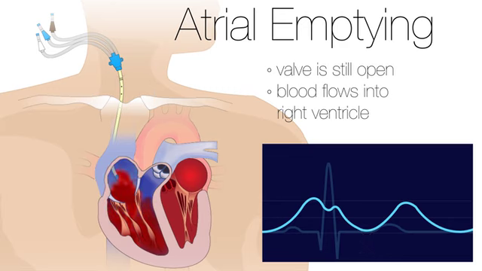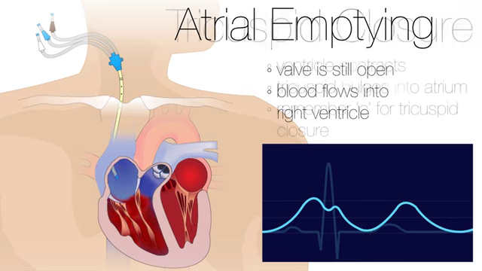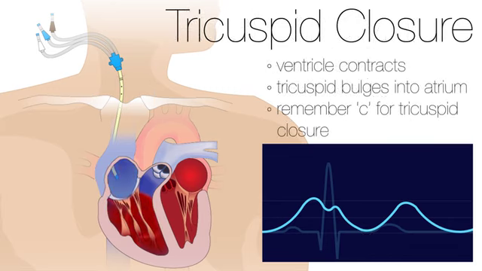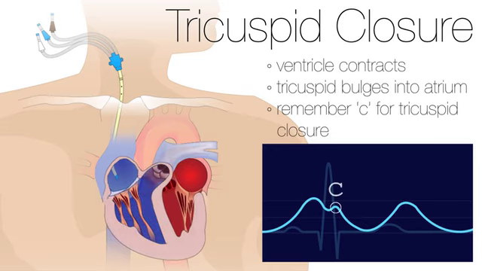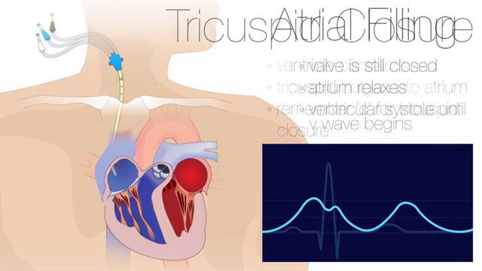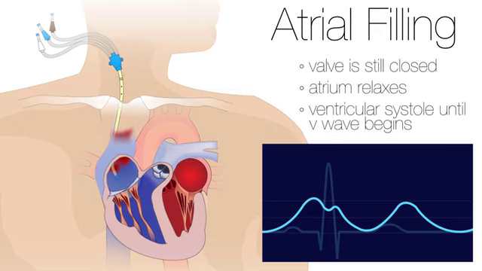After this, the tricuspid valve closes and it produces a small bulge into the right atrium, causing a mild increase in the pressure in the right atrium, which causes the C wave. And you can remember the C for closure of the tricuspid valve. Next is the period of atrial filling, which, as you can imagine, again increases the pressure in the right atrium, causing a V wave.